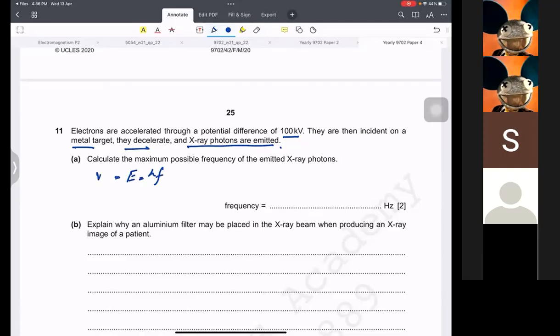Energy can be found by eV. So 100,000 times 1.6 times 10 raised to minus 19 equals 6.63 times 10 raised to minus 34 times f. So what is that? Yes. Sir, the f I am getting is 2.41 times 10 raised to power 19.